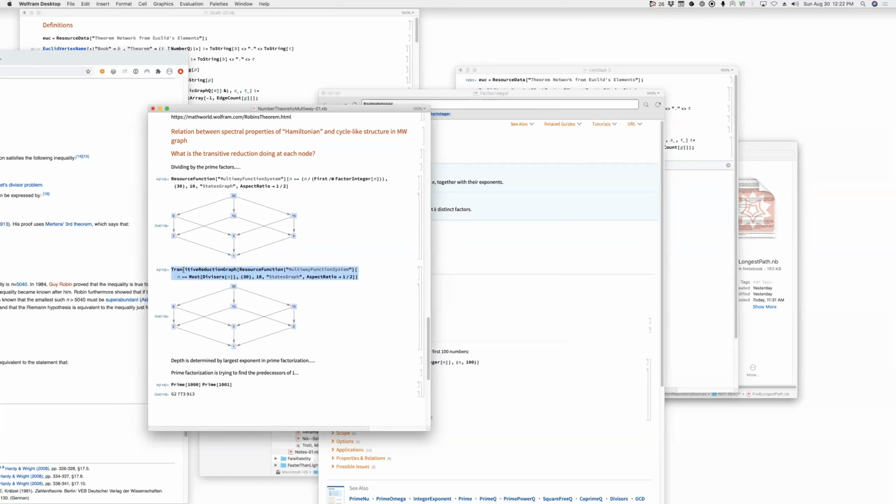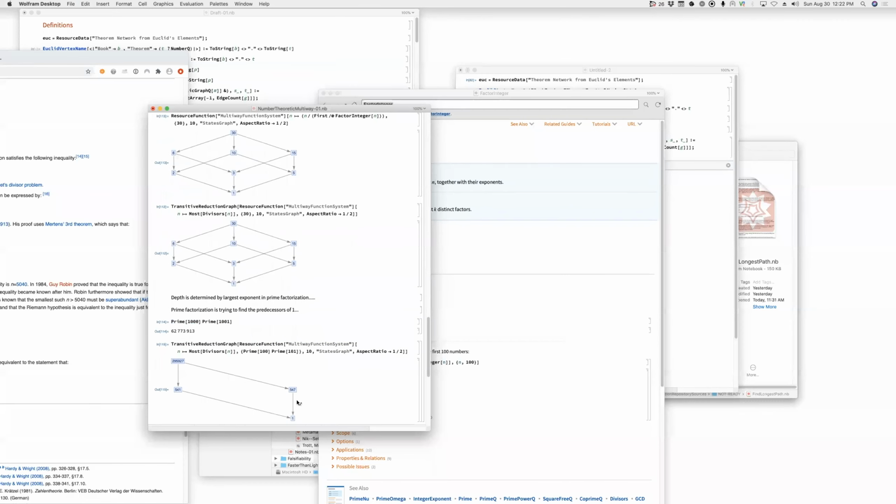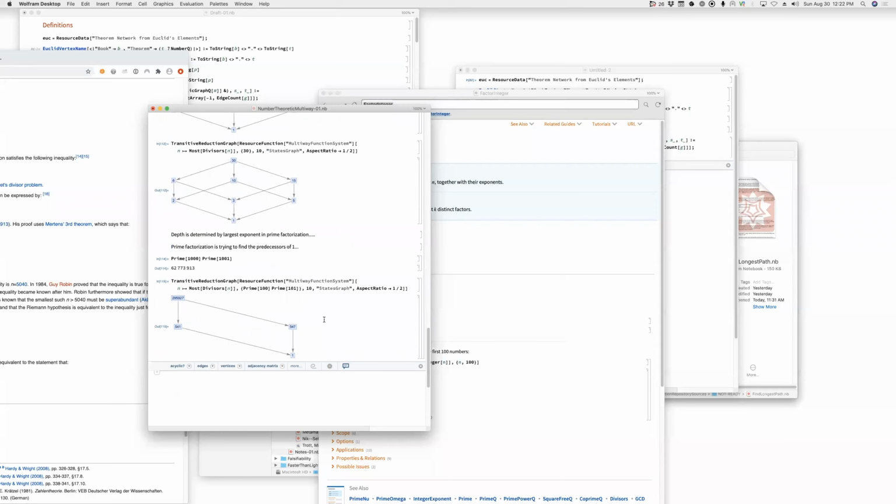But in this case here, well, let's just do prime of 100 times prime of 101. We'll find, I presume, it's trivial. Yeah, it's trivial.